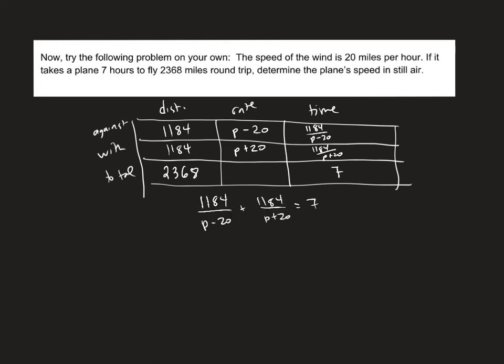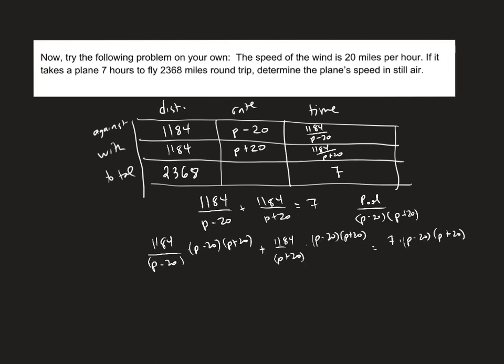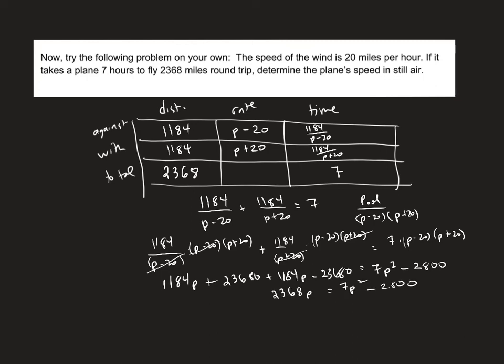I'm going to get the pool, the LCD, and multiply the whole thing by the LCD on both sides. I'm going to cancel appropriately, multiply things out, and combine like terms. Notice this one's quadratic, so I'm going to solve it with the quadratic formula. We'll disregard the negative answer because it doesn't make sense, and then put units on our answer. So 339.46 miles per hour.